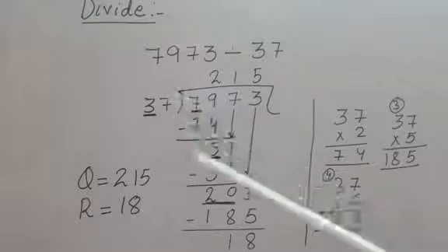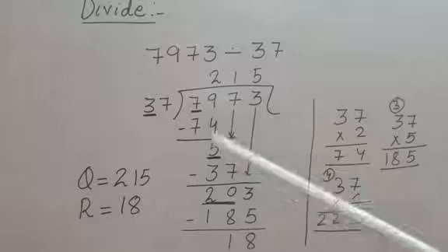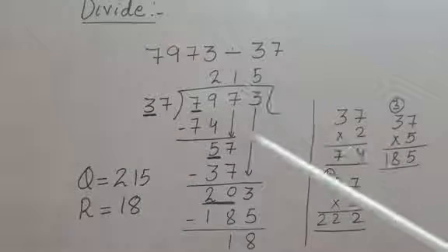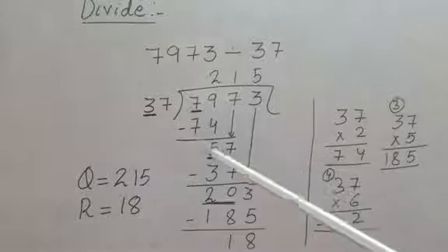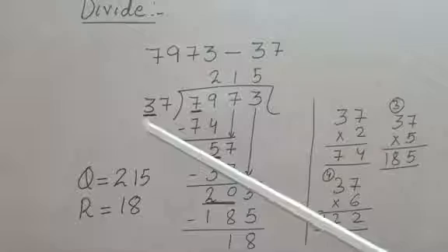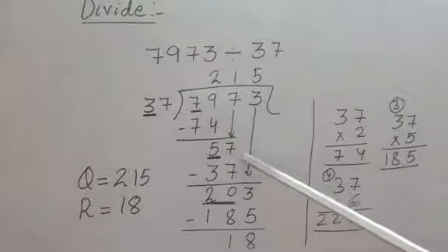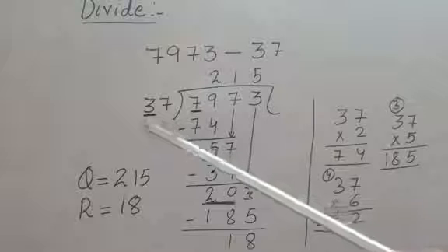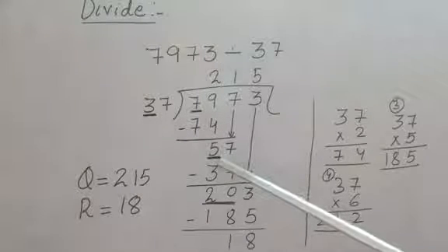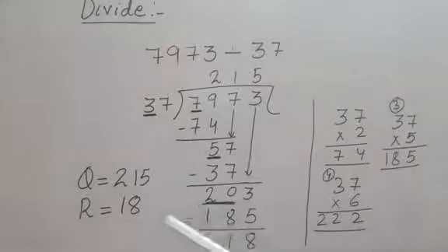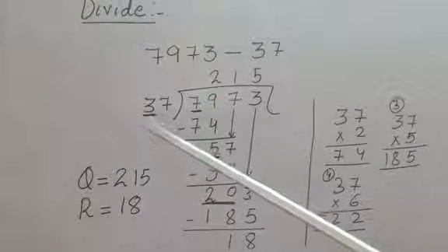Okay. Now I will subtract. 9 minus 4, 5. 7 minus 7, 0. I have not written that here. Next digit I will copy, 7. So my number is 57. Again I need to see how many times 37 goes into 57. Okay. So what will I do? I will take this digit, that is 3, and here I will take the first digit of the dividend, that is 5.